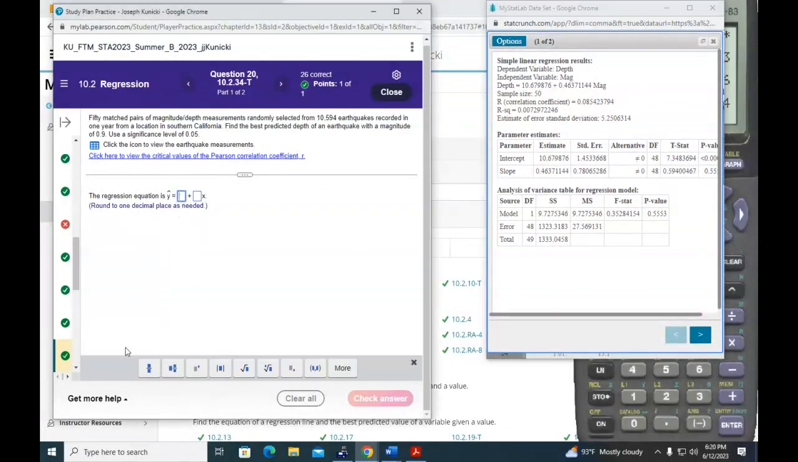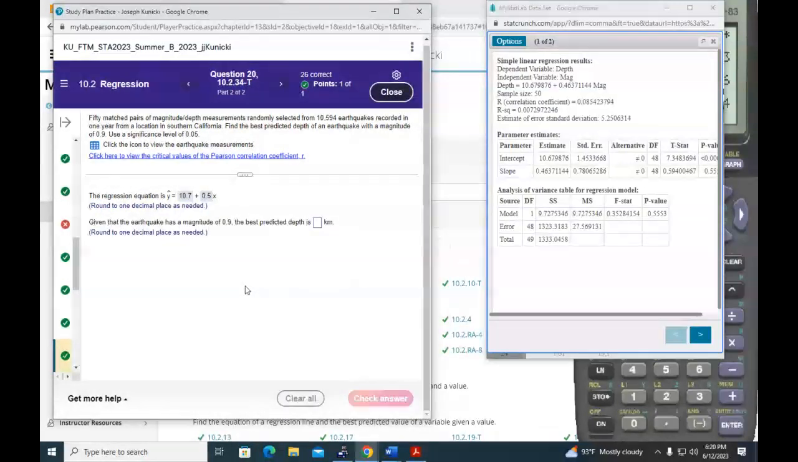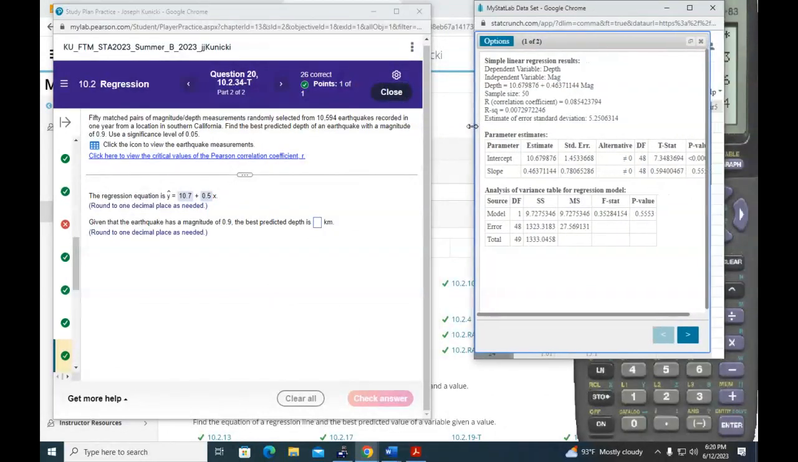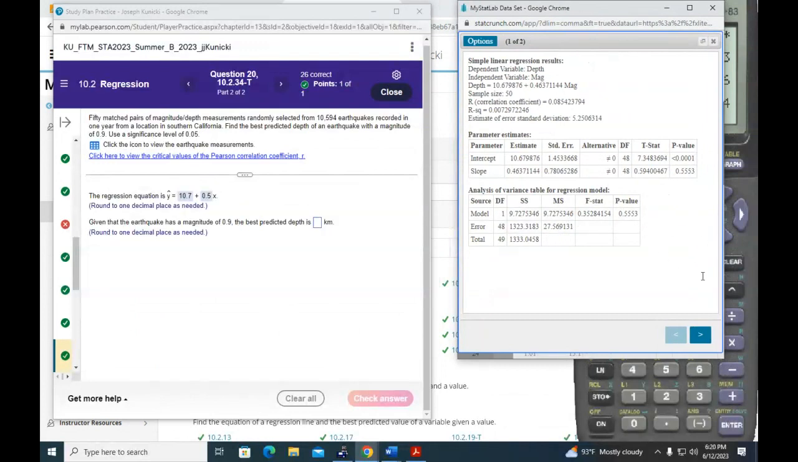To 1 decimal place, 10.7 plus 0.5. Careful. I don't like using 1 decimal place, but that's what it is. Now, are we going to be able to use the equation? Look at the correlation coefficient, 0.085, and look at the p-value. It's 56%, much larger than 5%. So we can't use it, so we have to use the average for y.